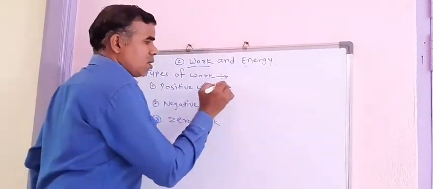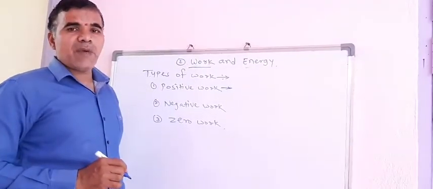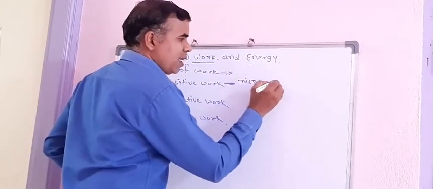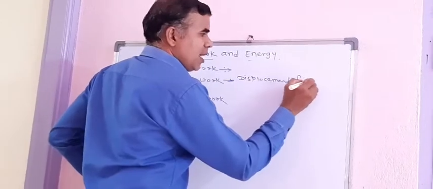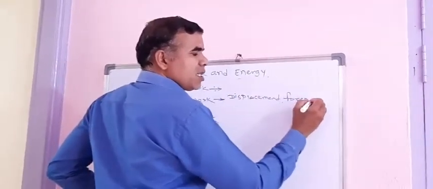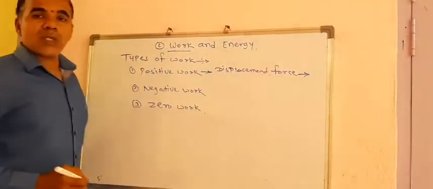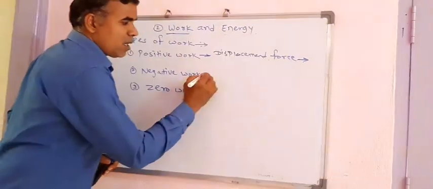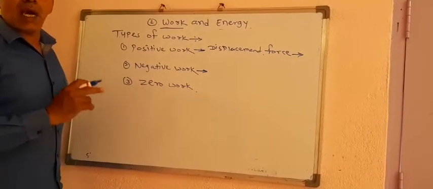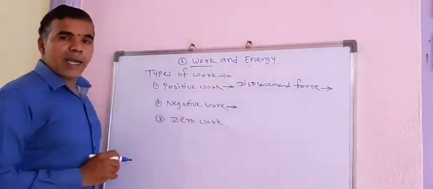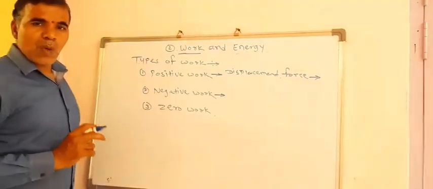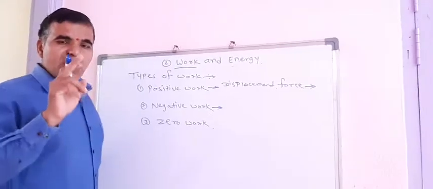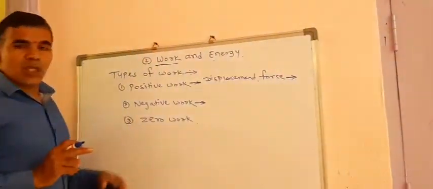First we have to understand positive work. When displacement and force are in the same direction, it is positive work. Number 2, negative work: when force and displacement are in opposite directions, it is negative work. And zero work means when there is no motion of the object, or displacement and force are perpendicular to each other.